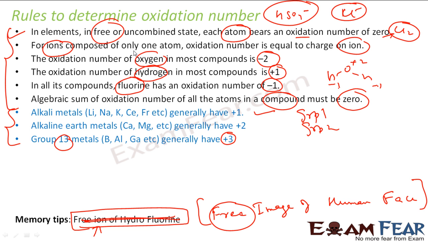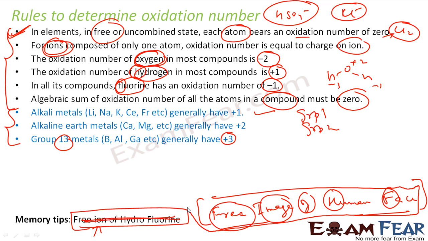So free is what? F. So you just apply rule number 1. The next rule is I. I is ion. So rule number 2 is for the ions. O, oxygen, will have a rule for that, and we'll discuss in detail. Human, H becomes hydrogen, and F becomes fluorine. So with this you'll remember all this. Human face images are free. So free image of human face. I think with this you should be able to remember this.